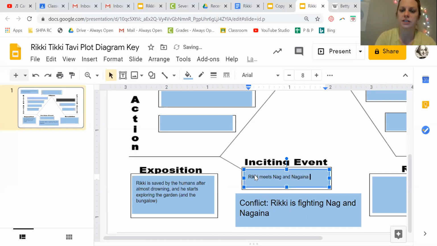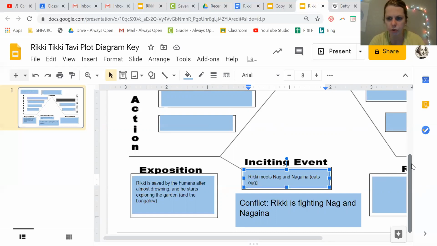And some students had something like when Nag eats Darcy's egg. You could have that in there too, but that kind of starts the conflict. That's where Rikki's like, oh, hey, this is a problem that I need to solve. And that is what gets the conflict going, gets the ball rolling, if you will.